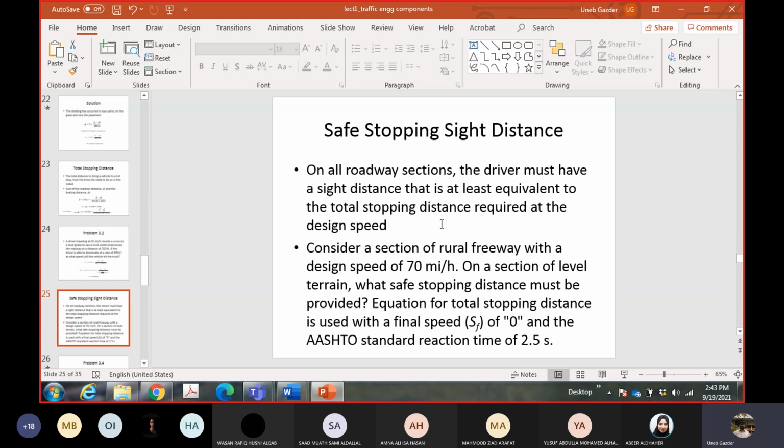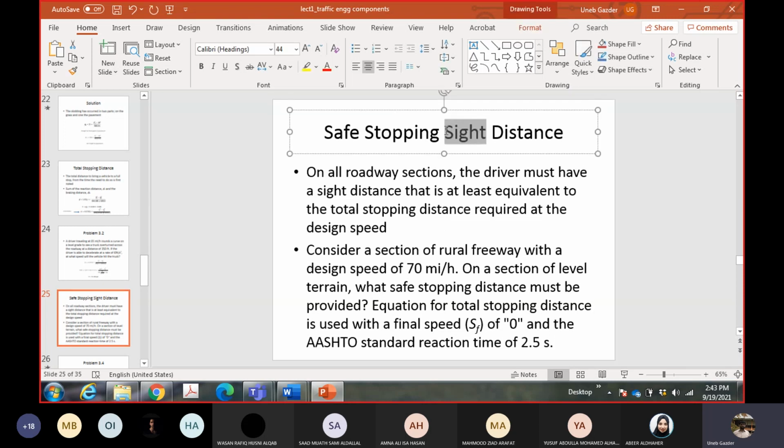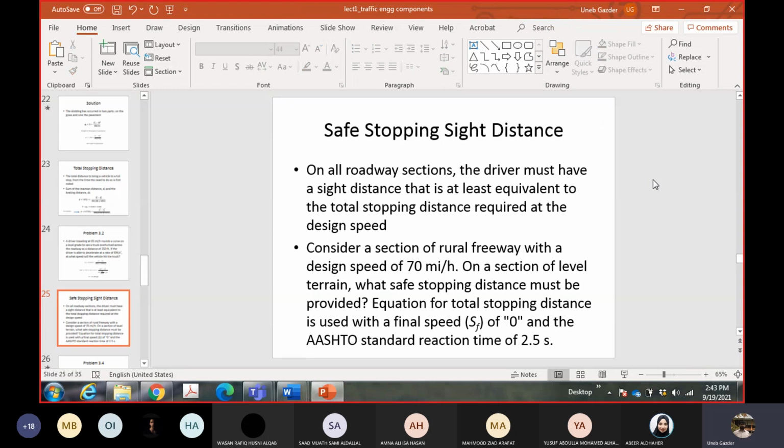Now the last part of what I was trying to explain in the previous example brings us to the concept of safe stopping sight distance. So total stopping sight distance. What is the change here? The word sight: the availability, the visibility of the distance. The sight distance available to the driver on all roadway sections must be equal or more than total stopping distance.